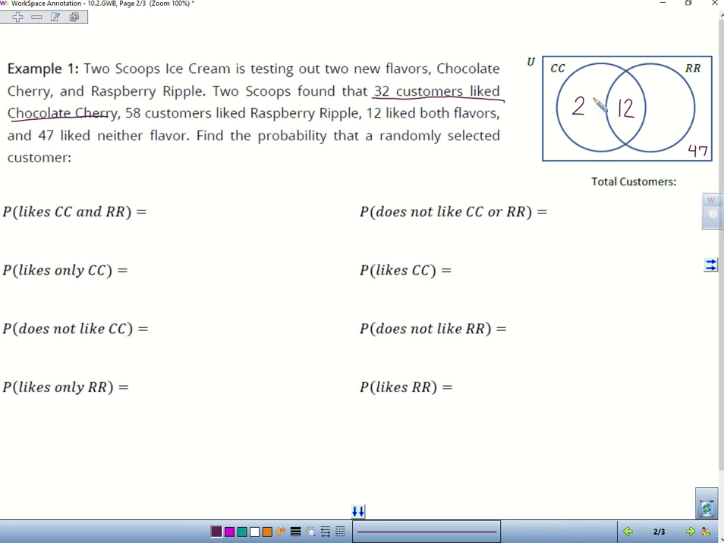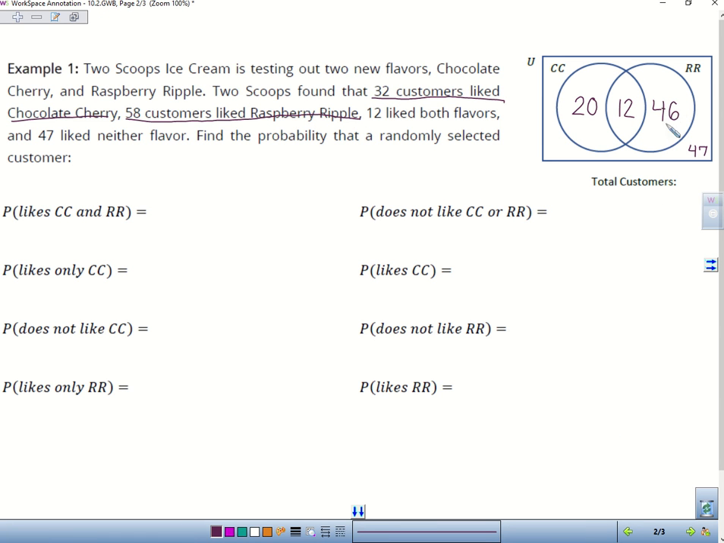To figure out how many people are going to go in that part of the circle. Very good, 20. And then 58 people liked raspberry ripple, but how many people are already there? 12. So there's only going to be 46, okay?